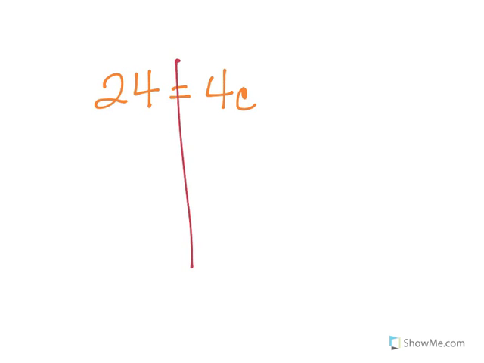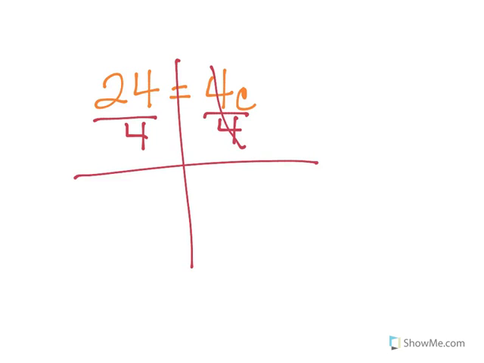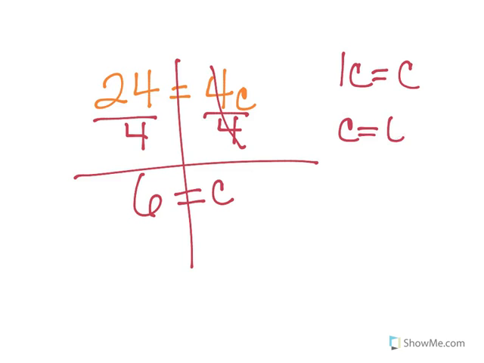Okay, we're going to do another problem. 24 equals 4c. Okay, I'm going to draw that line, and I'm going to ask myself, what's being done to the variable? Well, what is being done to the variable c? It's being multiplied by 4. So to undo that, I'm going to divide by 4. If I write it there, I better write it here. Okay, so I know that 4 divided by 4 is just 1. And 1c is just equal to c because of the identity property, right? So c equals, what's 24 divided by 4? 6. So my answer is that c equals 6.